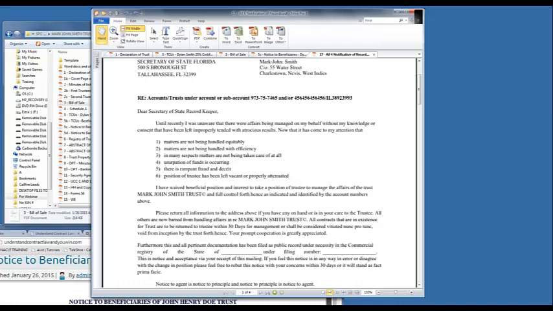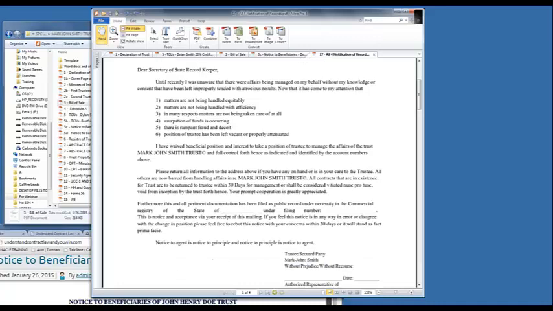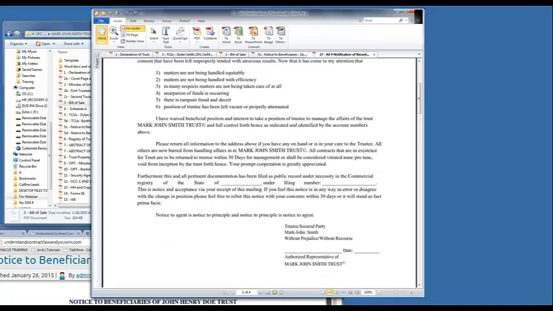Usurpation of funds is occurring. There's rampant fraud and deceit. Positions of trustee have been left vacant or improperly attenuated. I have waived beneficial position and interest to take a position of trustee to manage the affairs of the trust, Mark John Smith Trust, or whatever your legal name is, and full control forth hence as indicated and identified by the account numbers above. Please return all information to the address above if you have any on hand or in your care to the trustee.